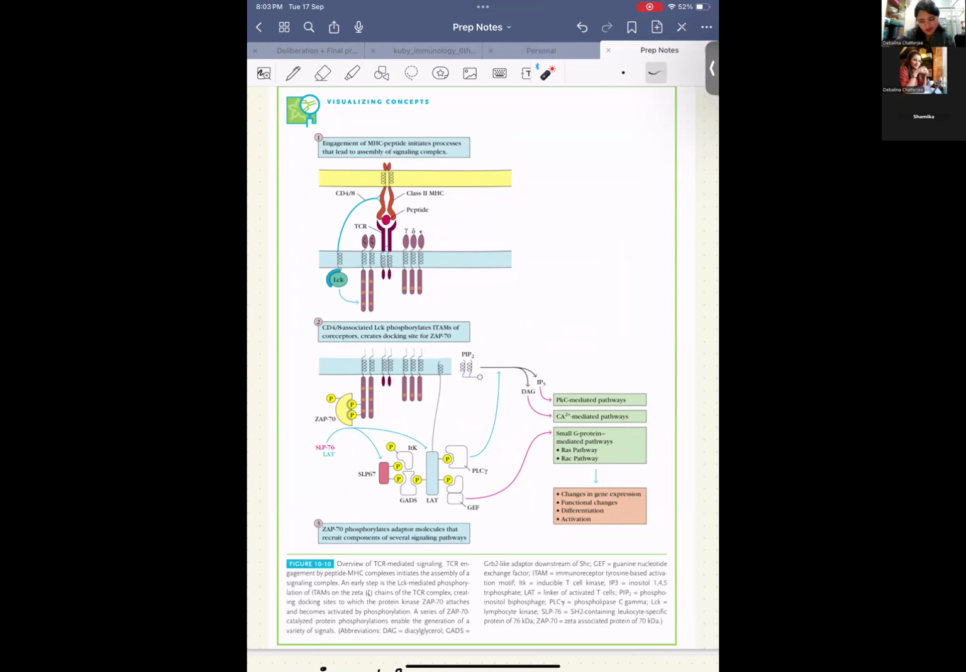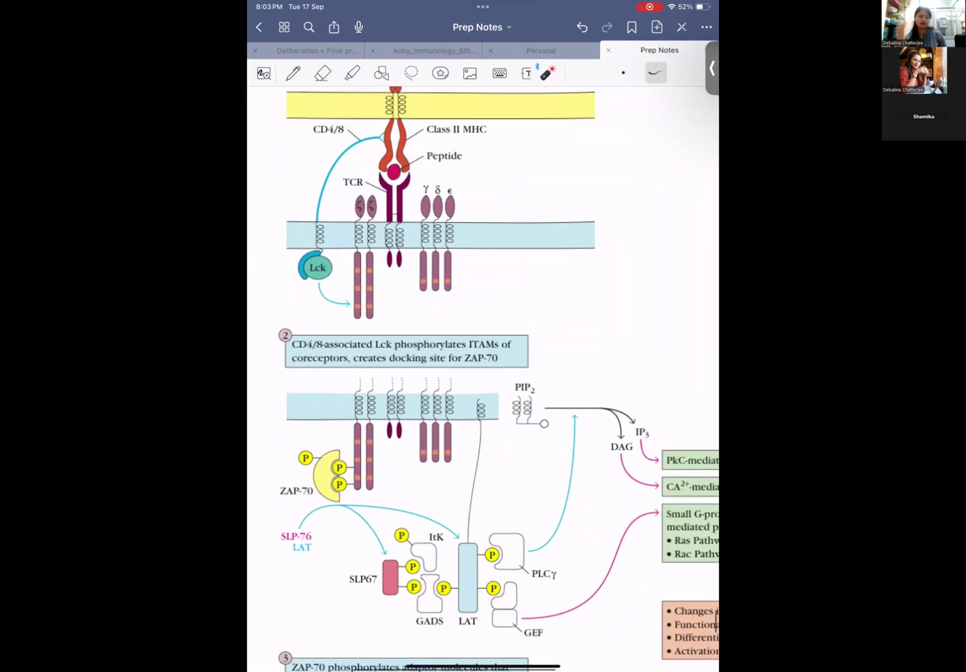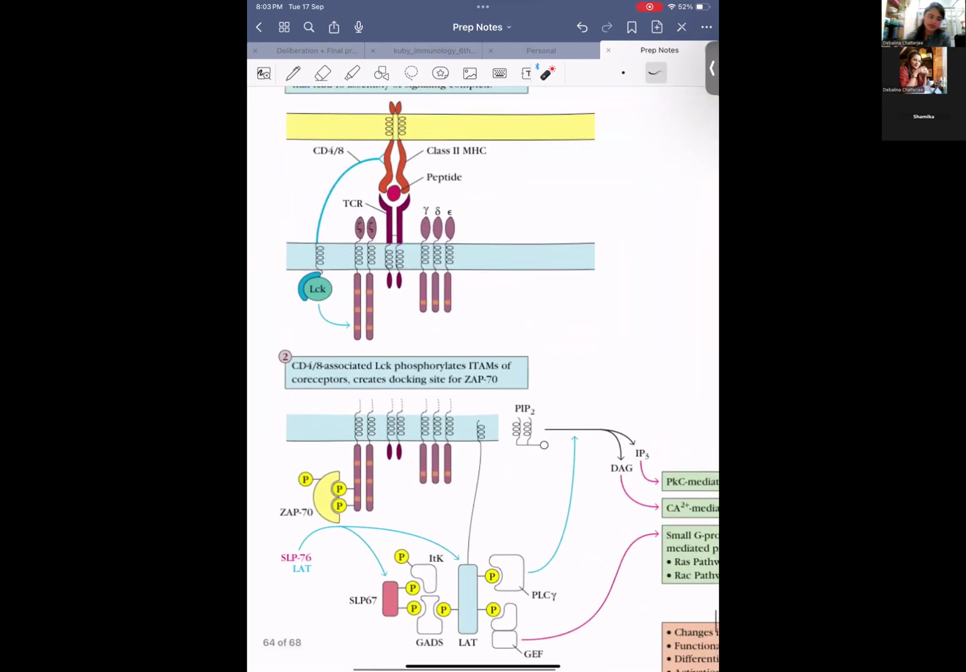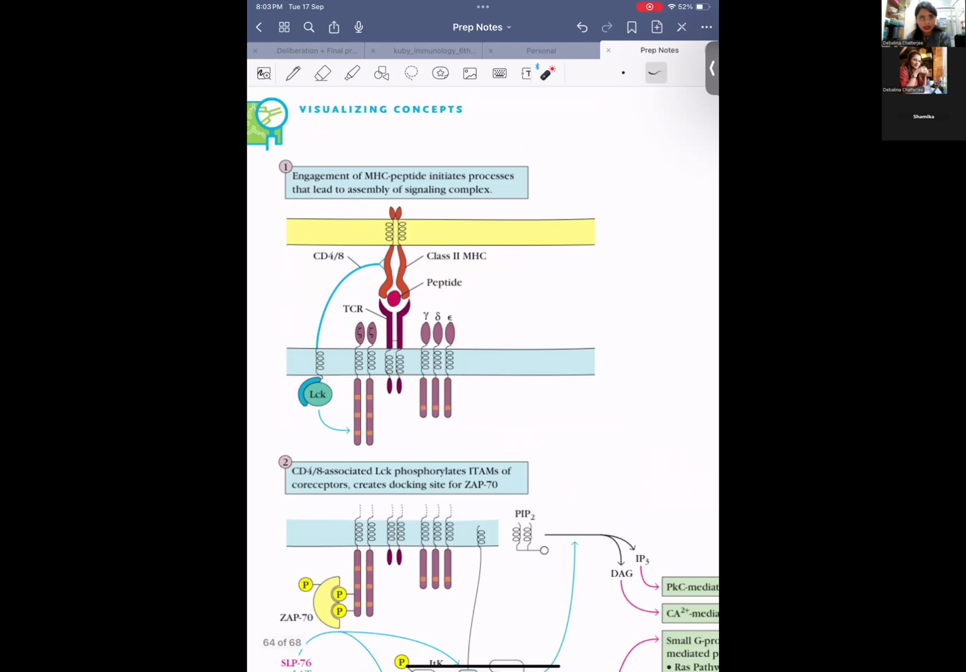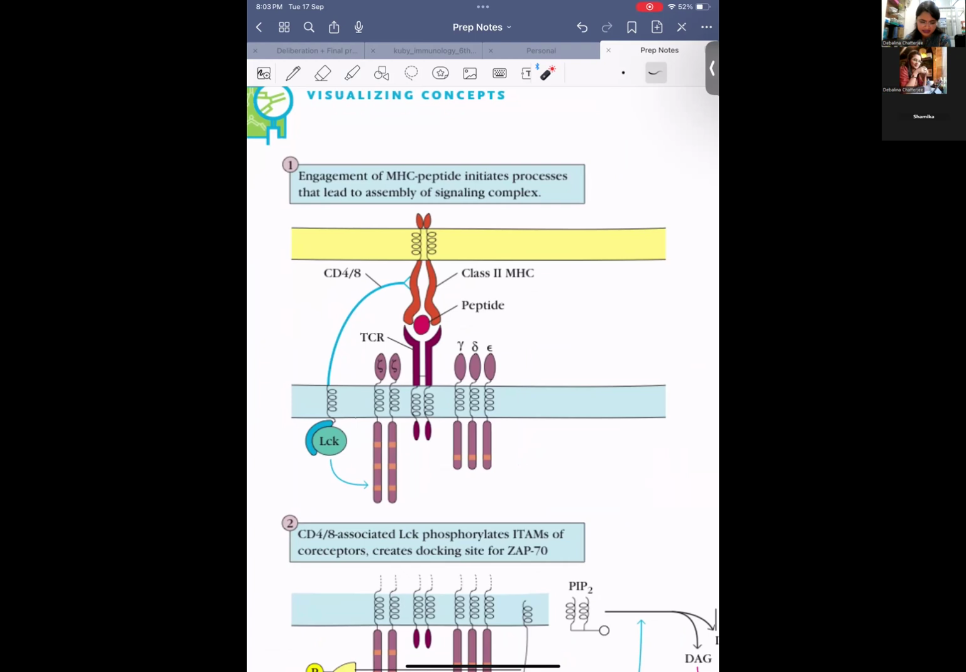Okay, let me just go through this. This is the signaling part that we have discussed in context of B cells, and we also discussed this in quite some detail in the last class. So what happens? It's a very clear, neat and clean diagram that there is an engagement of MHC peptide, right?